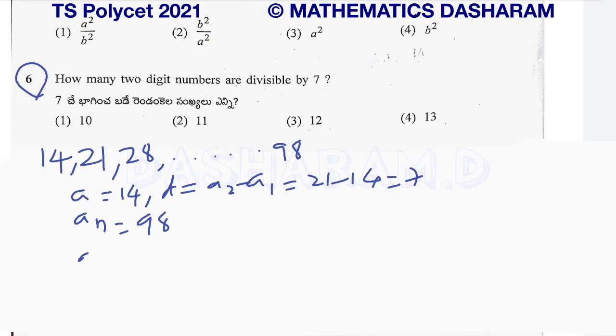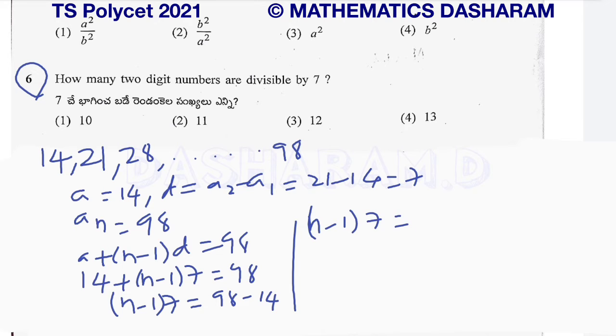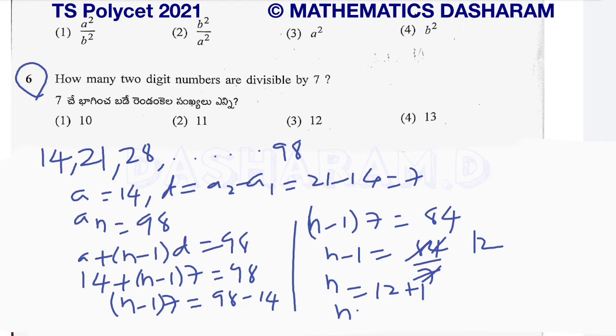So the an formula, a plus n minus 1 into d, equals 98. The a value is 14, n minus 1 into d value 7, equals 98. To find the n value, first this constant number is transposed to the RHS. n minus 1 into 7 equals 98 minus 14. 8 minus 4, 4, 9 minus 1, 8. So n minus 1 equals 84 divided by 7. 7 ones are 7, 7 twos are 14. n equals 12 plus 1, then n equals 13.